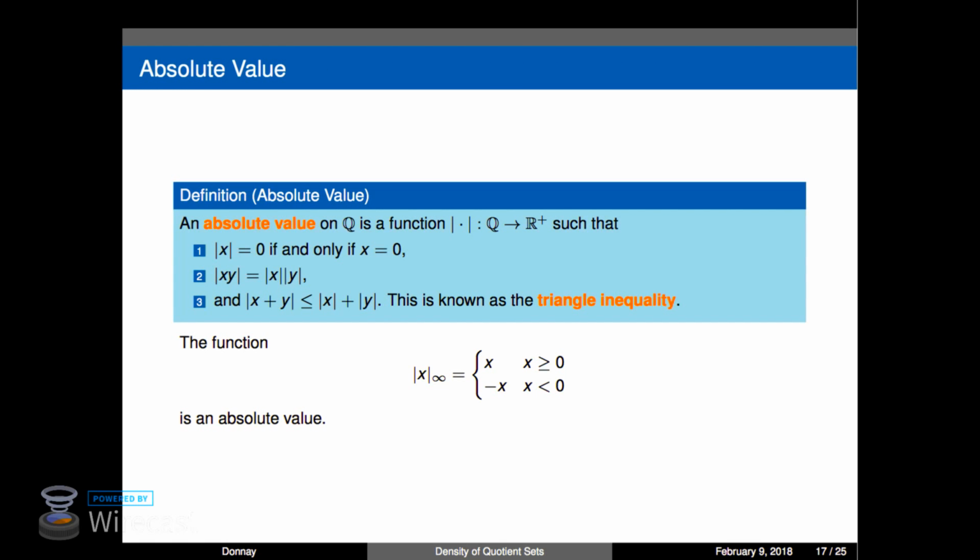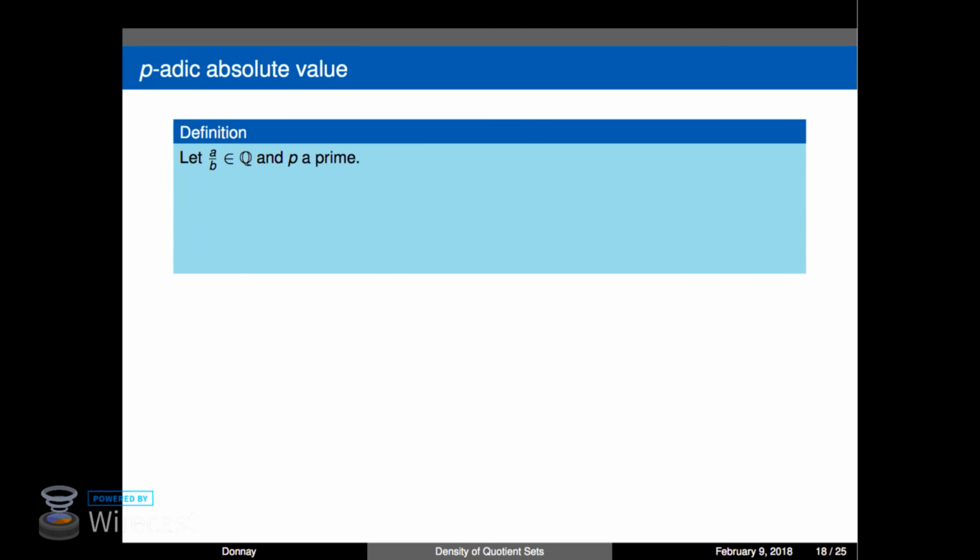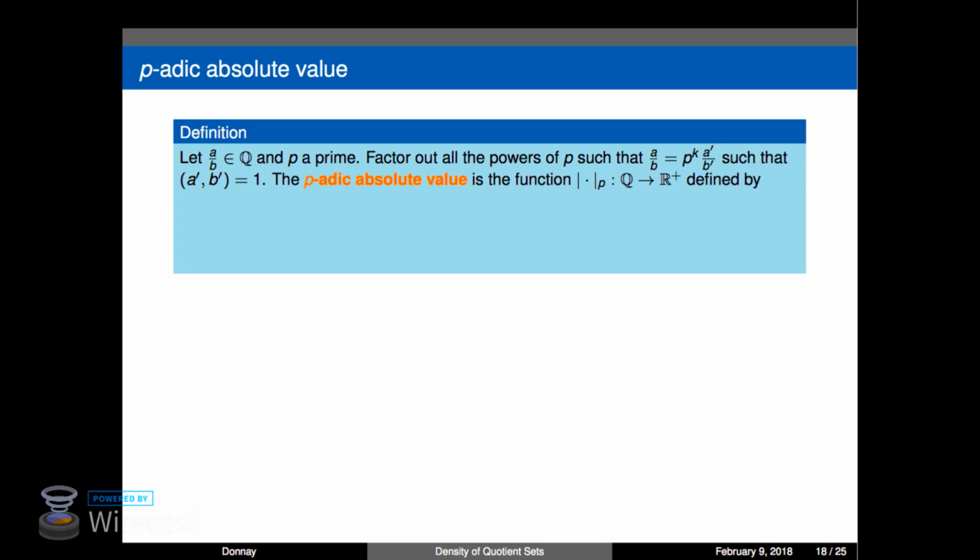So the aliens introduce us to their absolute value function. They say, okay, take an element of the rational numbers and fix your favorite prime p. Personally, my favorite prime is 659. So what you're going to do is factor out all the powers of p so that your fraction is no longer a over b, it's p to the k times a prime over b prime. And then we're going to define the p-adic absolute value to be this: we factored out all the powers of p, and then we just take the reciprocal of it.